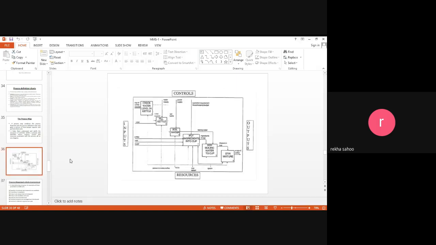Okay, that should be clarified here. In this particular picture, as you see, for resources, the person requires a kettle, a cup, and a spoon. In case of input, water. Here also, mistakenly. Okay.